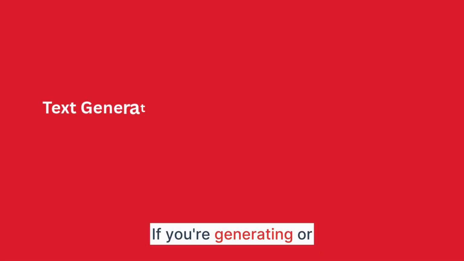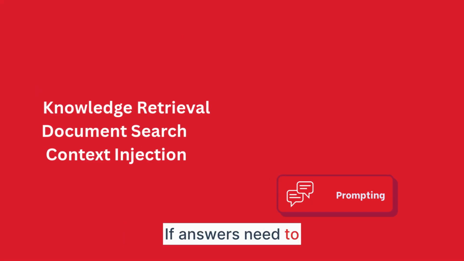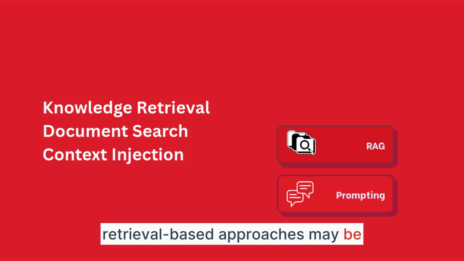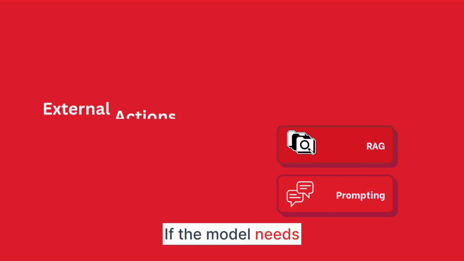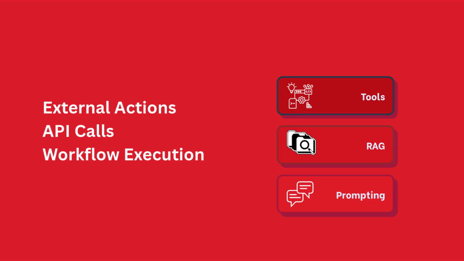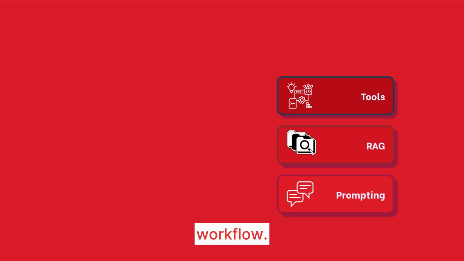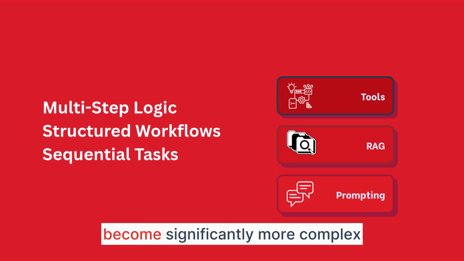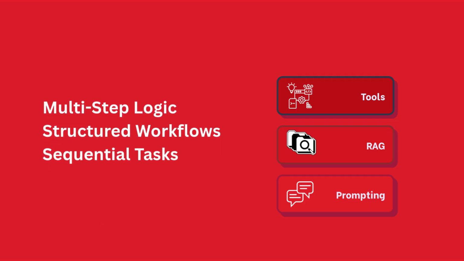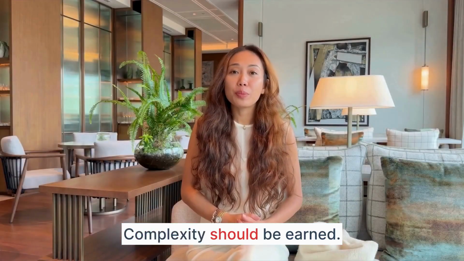If you're generating or classifying text, prompting is often enough. If answers need to come from internal knowledge, retrieval-based approaches may be the better fit. If the model needs to take actions or pull live data, add tool use. This can be booking a meeting, querying a database, or triggering a workflow. And only when workflows become significantly more complex should you begin considering agentic patterns. Complexity should be earned, not assumed.